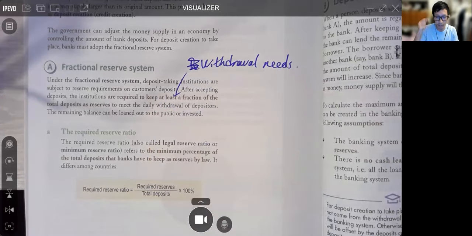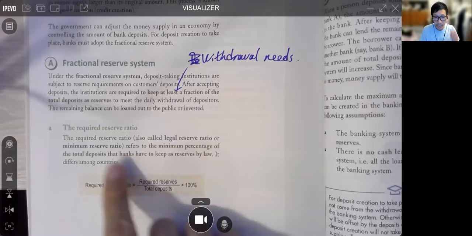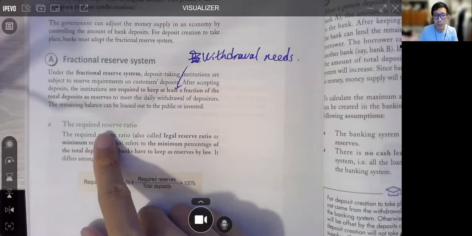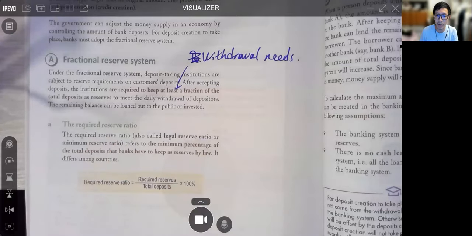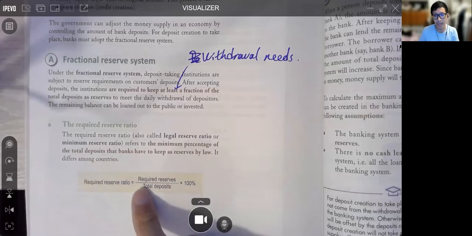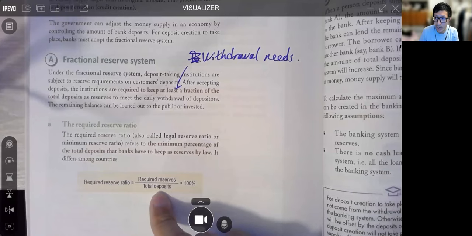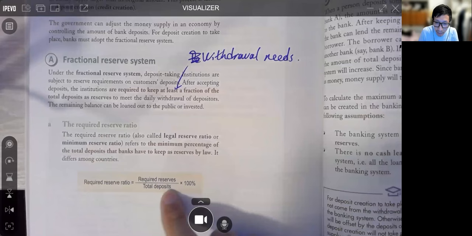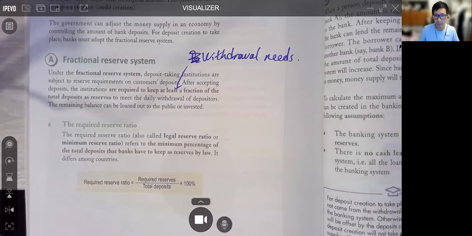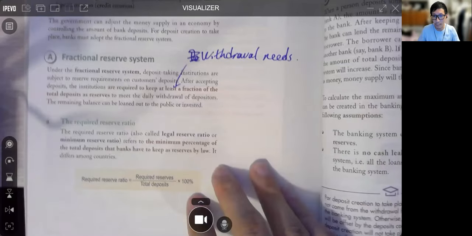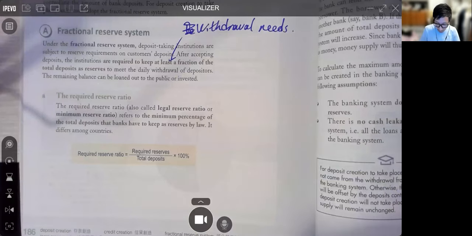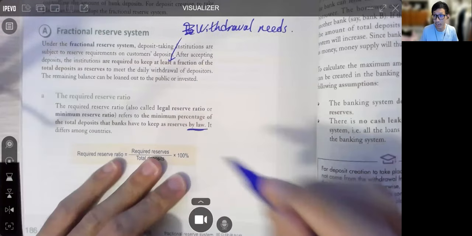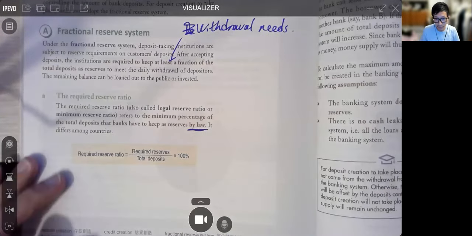Okay, it turns out there is a number given to them. There is something we call the required reserve ratio. Okay, required reserve ratio, which would mean, it's just the required reserve divided by total deposit times 100%. I say by law, remember, you cannot not keep it, it's illegal. Okay, not keeping enough is against the law. Let me give you an example.